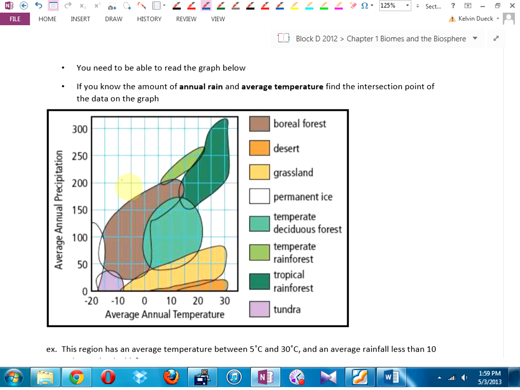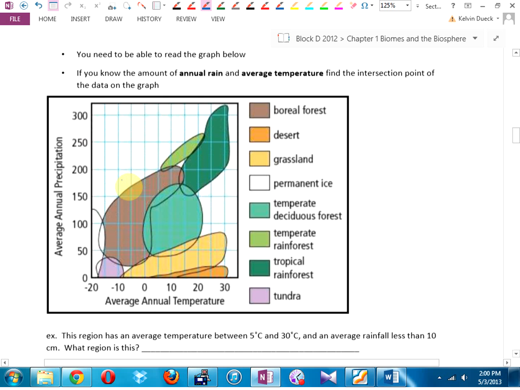So you can see already that the tropical rainforest only exists in a certain temperature and a certain amount of rainfall. You can see that a tundra, which is up north, exists only within a certain range of temperatures and a certain rainfall. You may have the same temperatures, but if you have more rainfall, you're not going to get tundra, you're going to get boreal forest. So the two big ones that affect what type of biome you have are temperature and precipitation. So I have some questions for us to answer.